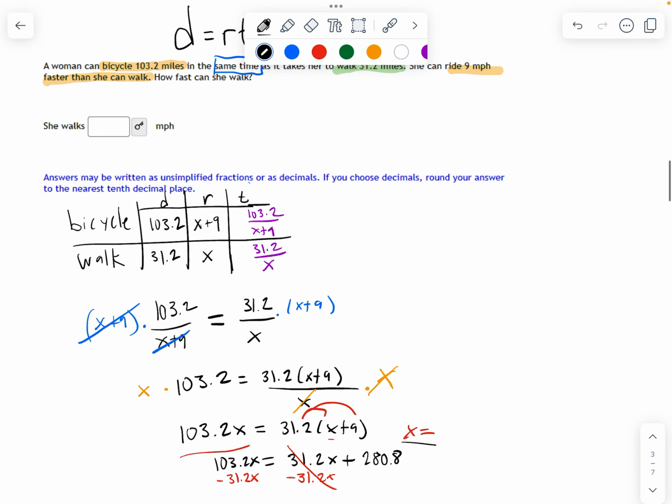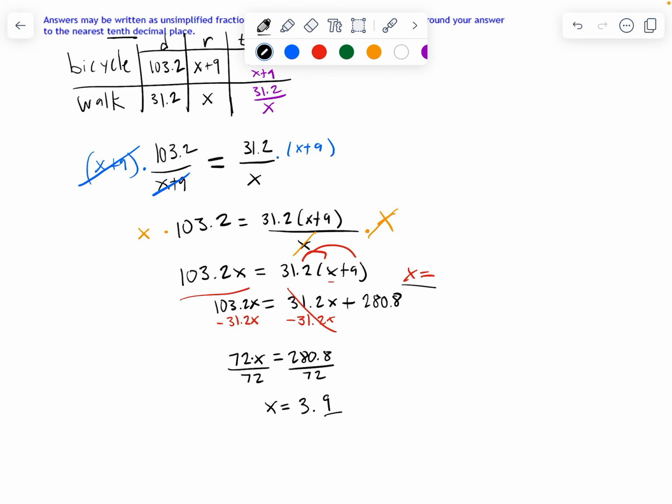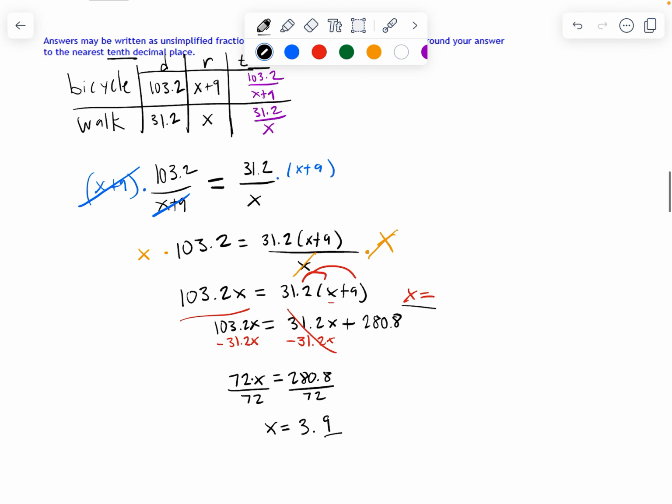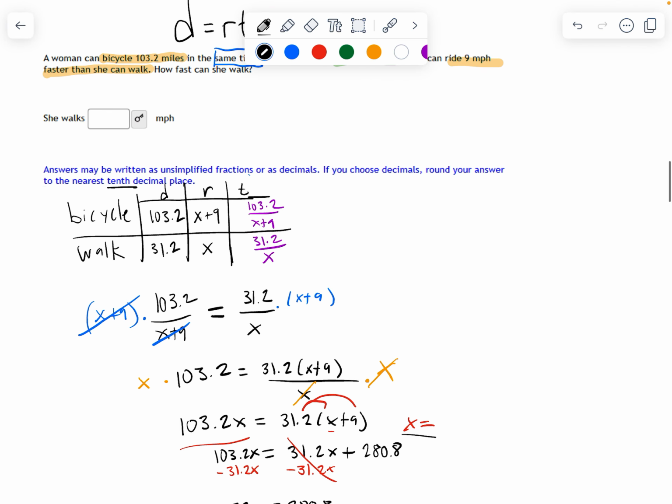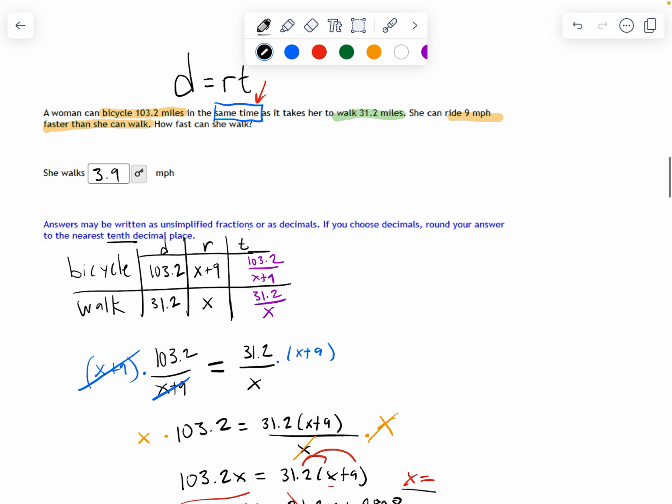Here it says if we choose decimal, round to the nearest tenth. Well, lucky for us, our answer is already in tenths, and it literally cuts off after 3.9. There's no need to round this. So 3.9 miles per hour, which is kind of slow, to be honest, but there we go. That is how fast she can walk.